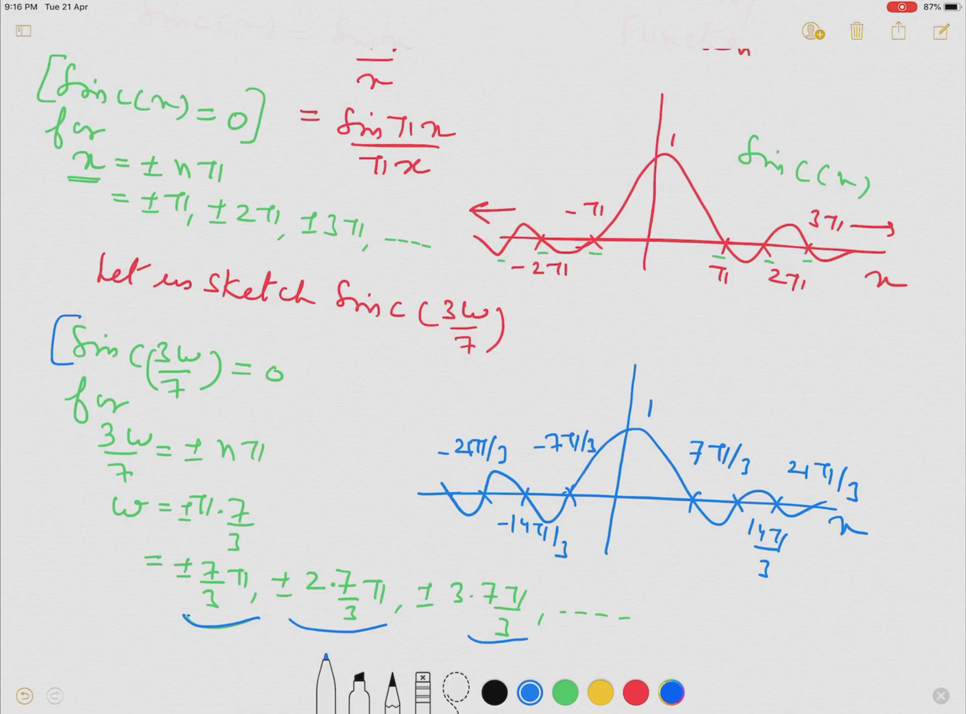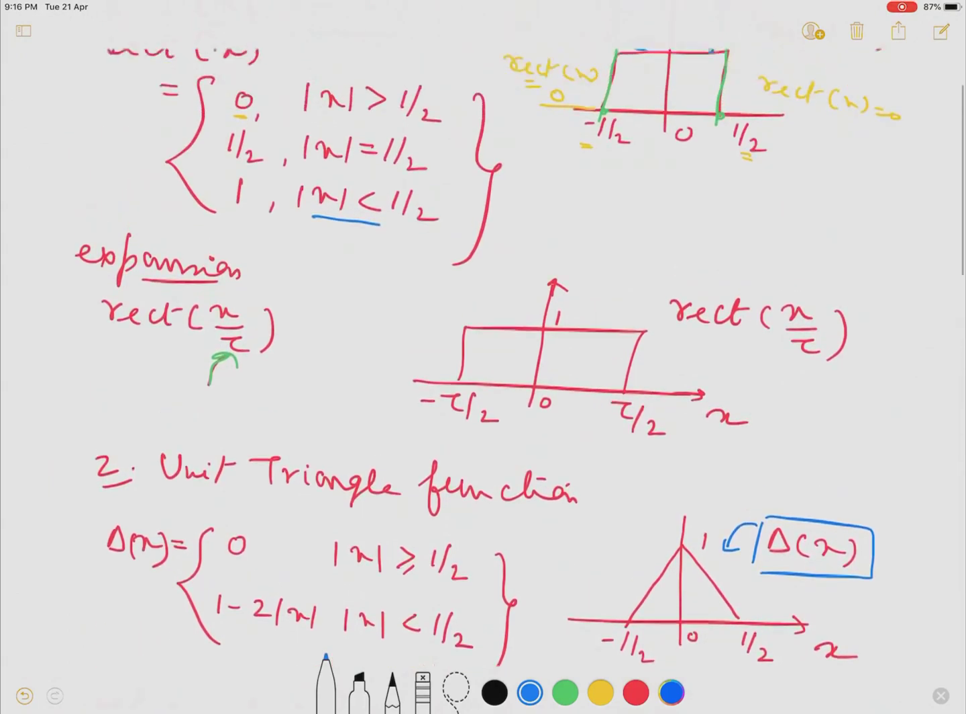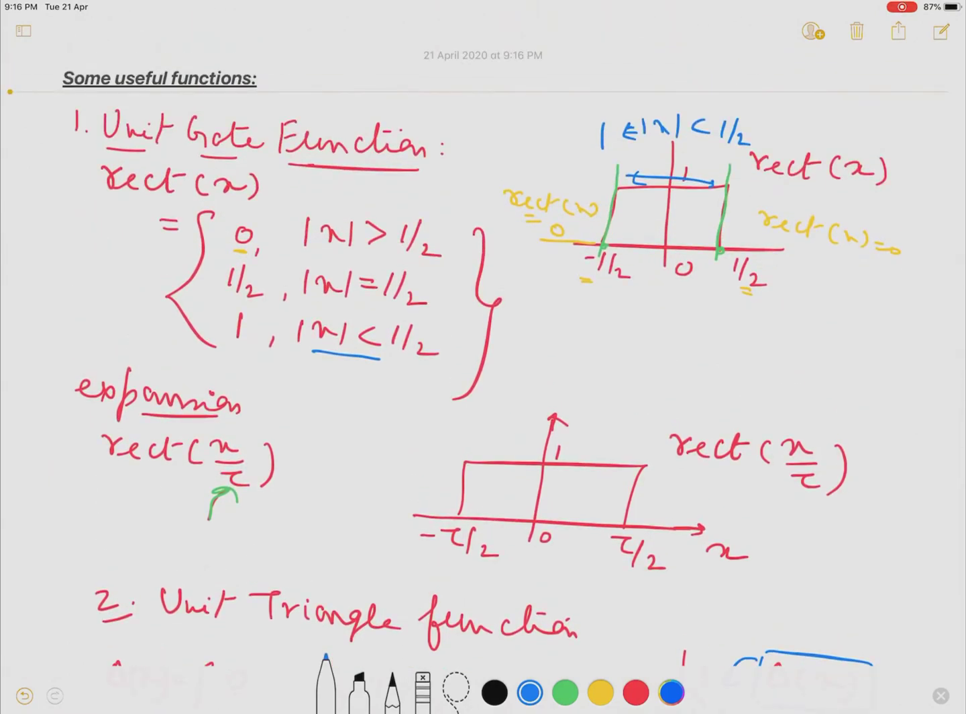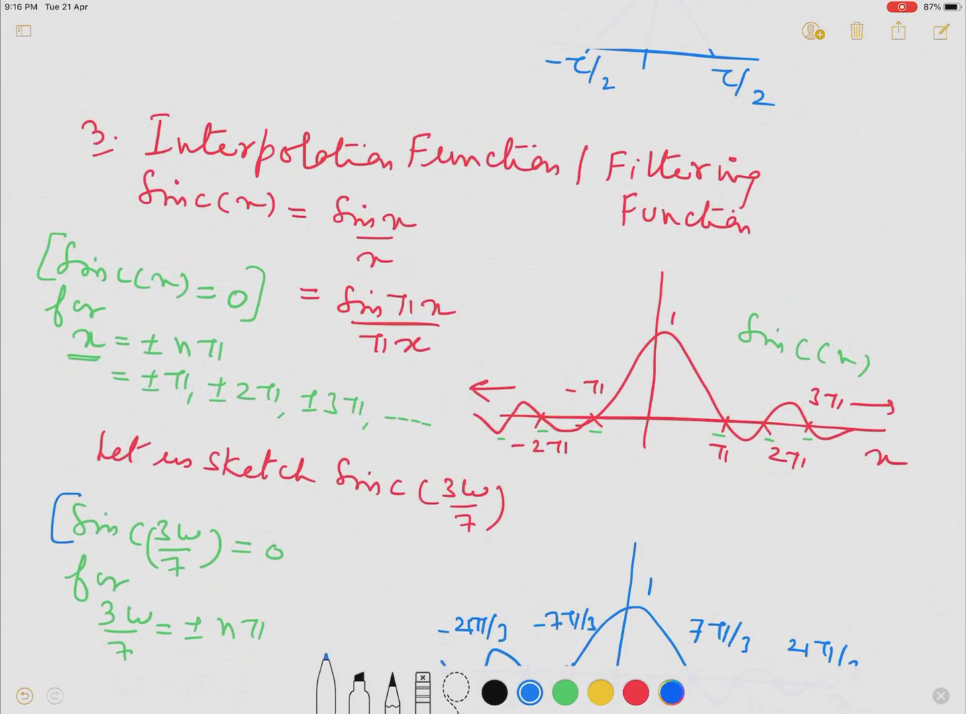Okay, so in this lecture we studied very simple and very useful functions that are important in Fourier transform. Thank you.